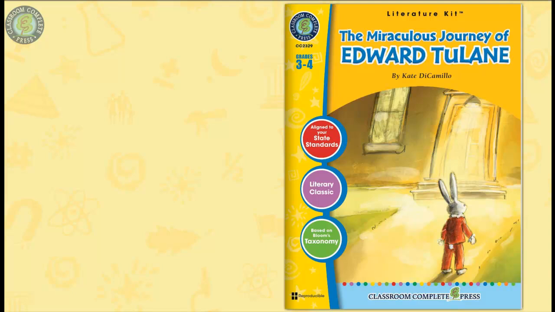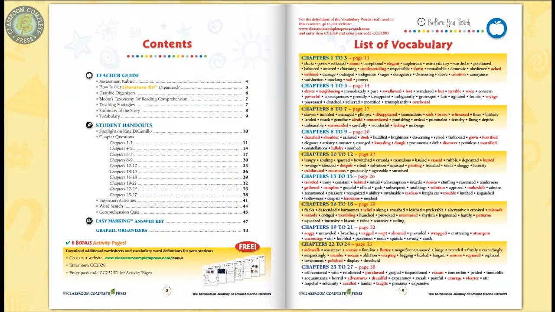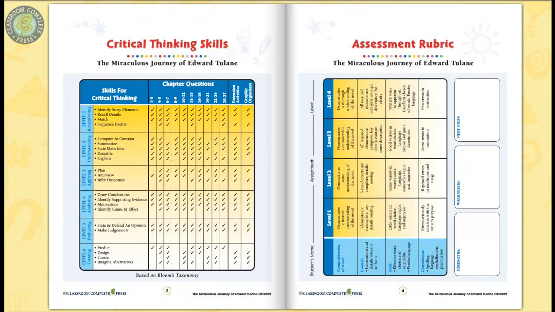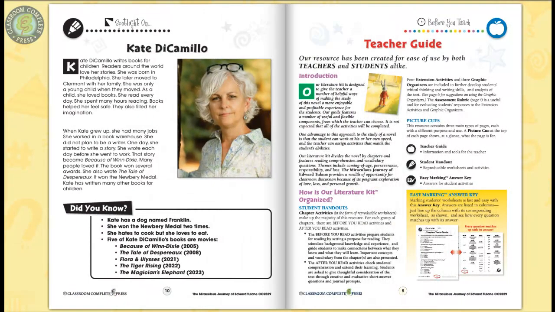This literature kit on The Miraculous Journey of Edward Tulane by Kate DiCamillo is paced well for classroom use, making it easy to integrate into literacy instruction. 55 pages chock full of a variety of scaffolding strategies incorporated in our Before You Read worksheets for each chapter section, along with vocabulary prompts to prepare your students for the reading, with rubrics, teacher guide, and author biography.